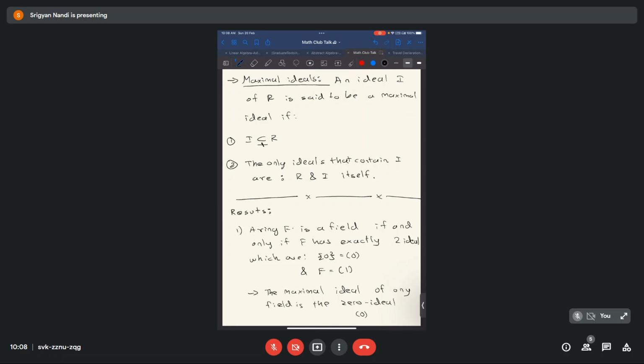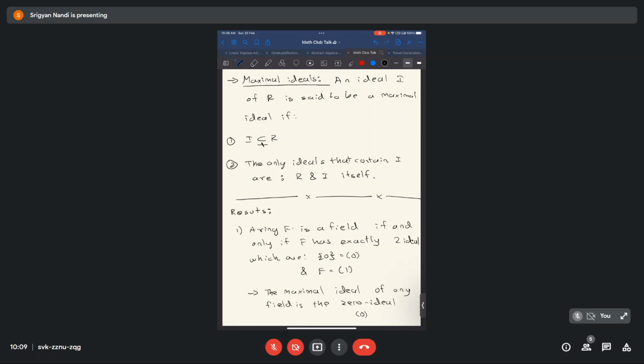I say the maximal ideal here, and it might hint to the notion that every ring contains only one maximal ideal, which is wrong. But in the case of a field, the maximal ideal is unique since there are only two ideals and only one of them is a proper ideal, that is zero.